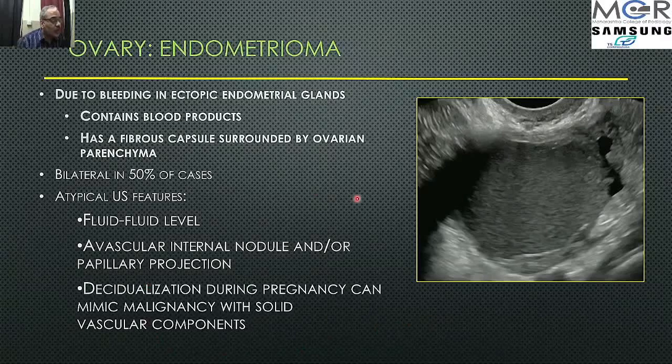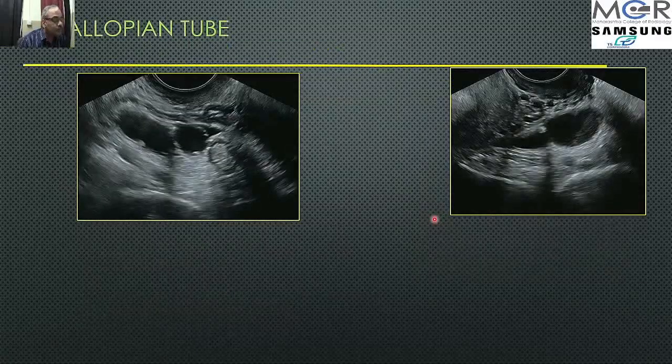Certain other features of endometrioma: they can occur due to bleeding in these ectopic endometrial glands, and once the bleeding occurs due to blood products, there can be formation of a fibrous capsule, and these are quite common. Around 50% of cases are bilateral, and they can produce some atypical ultrasound features, like seen here a fat fluid level, and sometimes you see a nodule or some papillary projection within. And during pregnancy, decidualization may occur that may mimic malignancy with solid vascular components, and we should remember that.